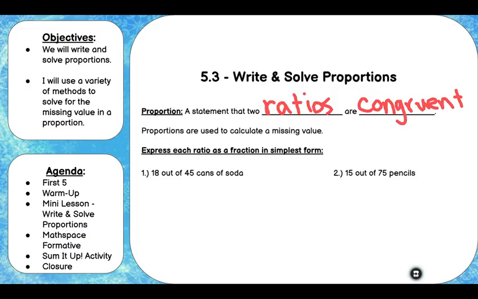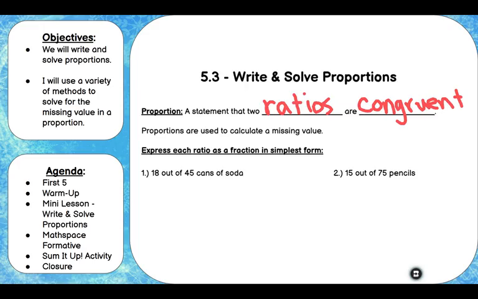Before winter break, we talked about ratios, and we said that ratios is a fancy word for fractions. So basically, a proportion is two fractions that are equal. If you remember the warm-up that you just completed, you were working with two fractions, finding the missing number. That was an example of a proportion. They were two equivalent fractions.